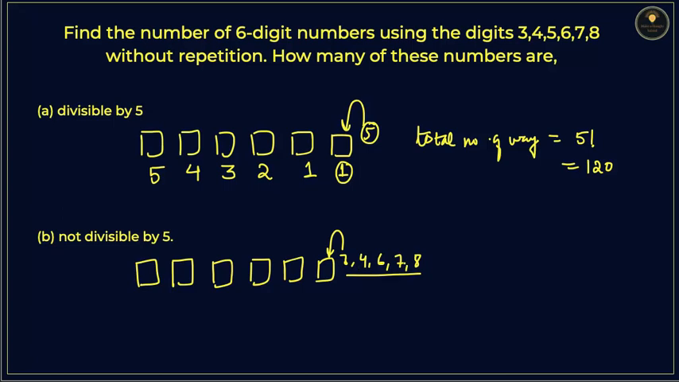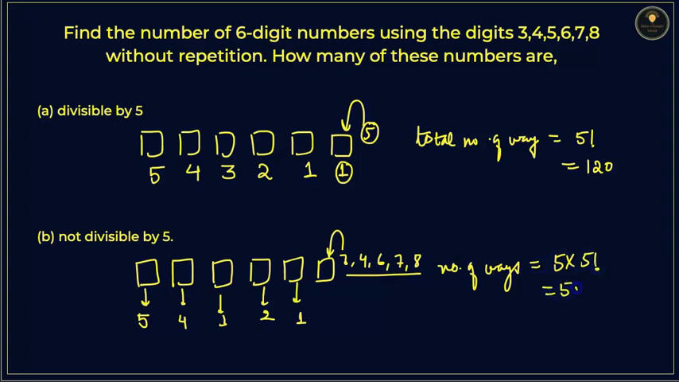So we have only 5 options, and in the first one we again have 5 options. Why? Because we had already chosen one option in the last, so we have 5 options at the first, and in the second one we have 4, then it goes like 3, then 2, then 1. So the total number of ways that you will get from here is equal to 5 multiplied by 5 factorial, which is equal to 5 into 120. You will write this value as 600 ways.